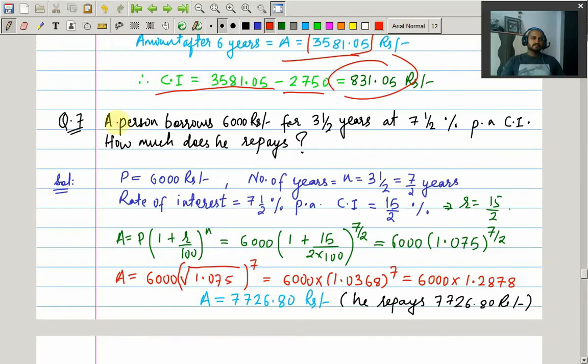So here we have one more question. A person borrows 6,000 rupees for 3.5 years at this rate per annum with compound interest. How much does he repay?